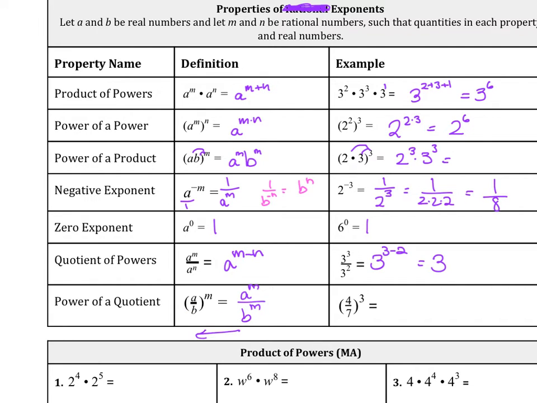So we're going to see this property where we have a to the m over b to the m. They have the same exponent. So what we can do is just use this power of a quotient property, put it to the outside, and then do the a over b.